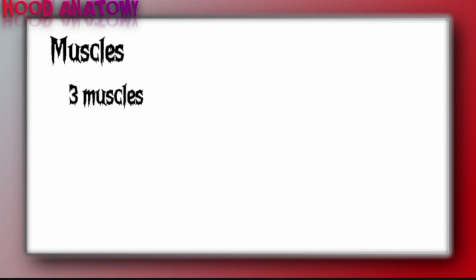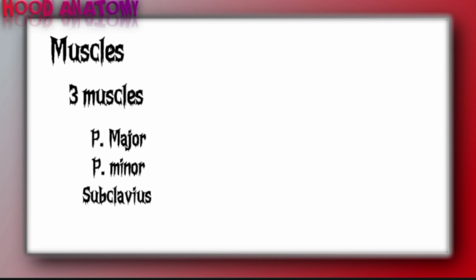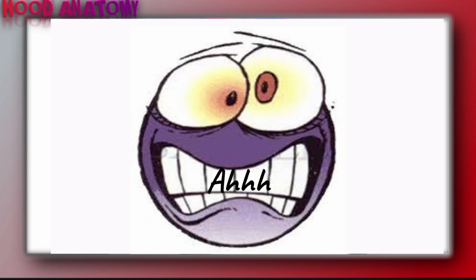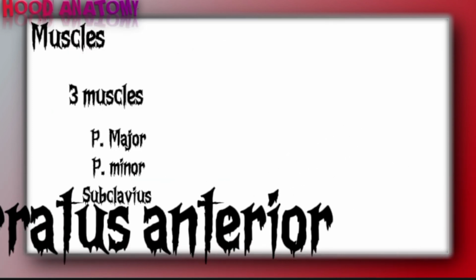Now let us enter the muscles of this region. The muscles of this region are three, the major ones. We have pectoralis major, pectoralis minor and subclavius muscle. But we will add another one for the sake of convenience of study. The muscle's name is serratus anterior.